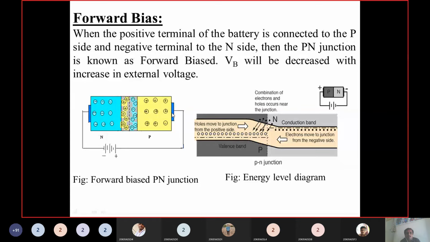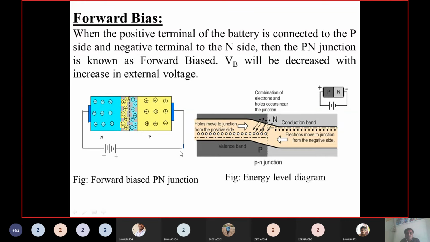What is the reason? Here the width of the depletion layer, or space charge region, decreases. Due to the decrease of the space charge region, these electrons move freely from conduction band to conduction band. That's why the diode acts as a conductor in forward bias. So this is about the forward bias.